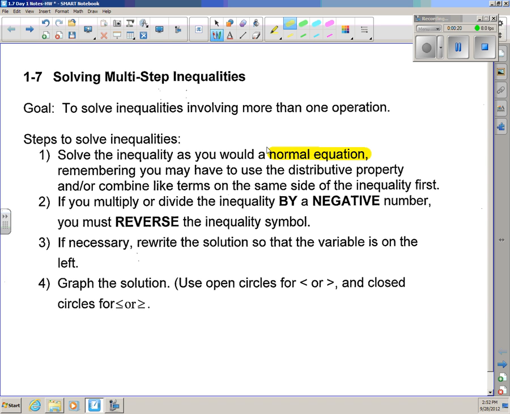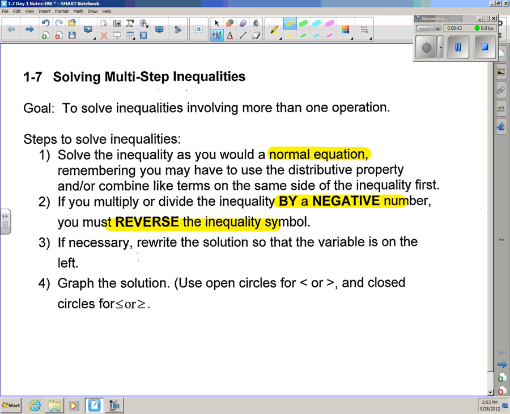Okay, you might have to use the distributive property and/or combine like terms on the same side of the inequality first. Don't forget that if you multiply or divide the inequality by a negative number, you have to reverse the inequality symbol in your solution. And we talked in class about the reason why this happens. If you're not still sure about that, then let's ask tomorrow and we can make sure that we get that all set.